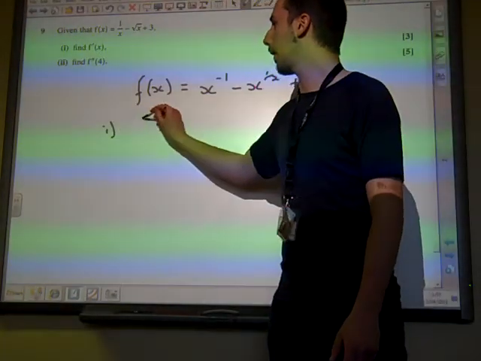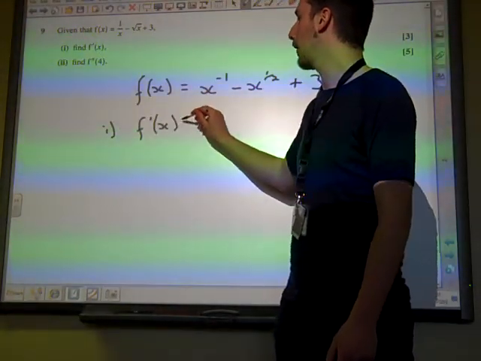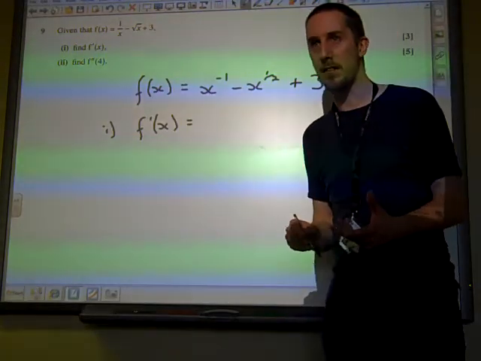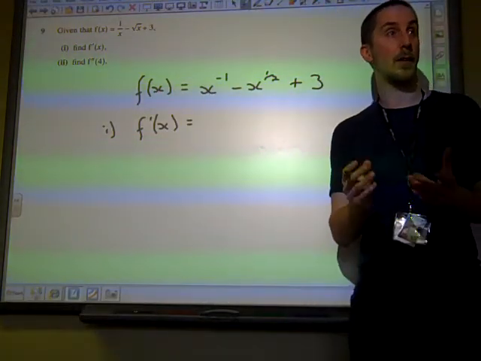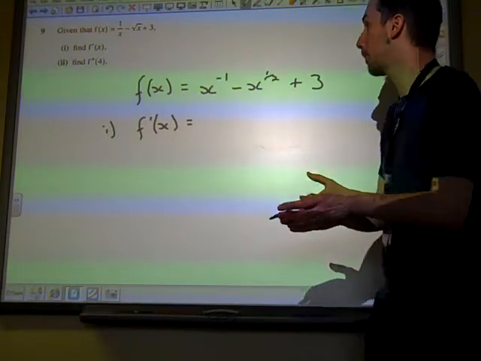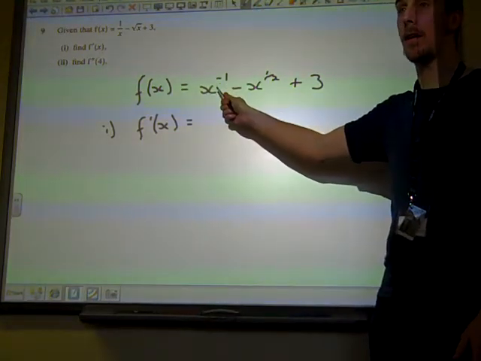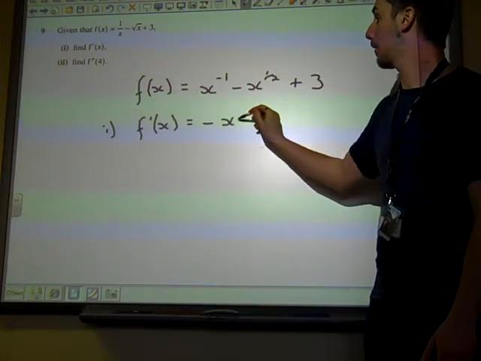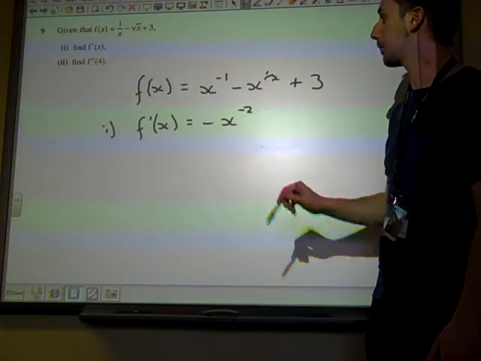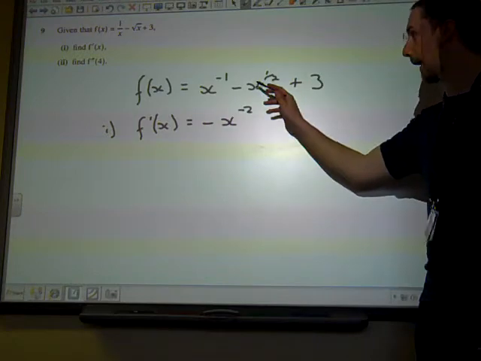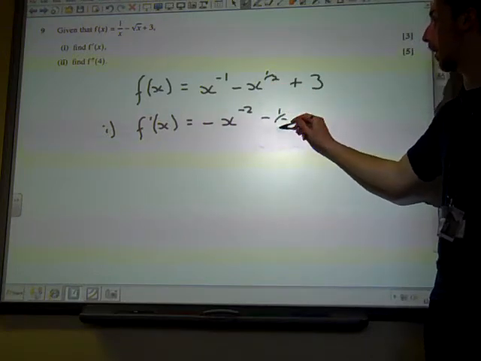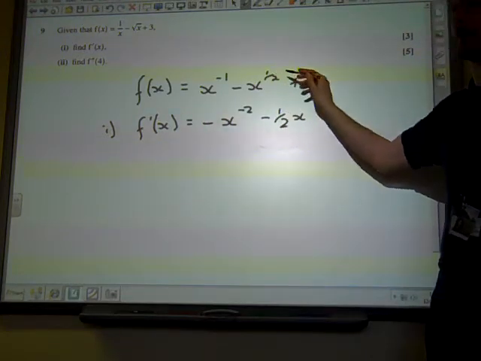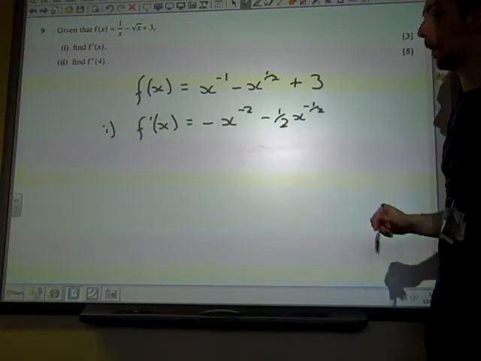Part 1, find f dashed x. That's another bit of notation. That basically means find dy by dx, find the first derivative of it. So we're differentiating here. Times by the power. Take 1 away from the power. And again, times by the power, so minus a half x, take 1 away from the power, so minus a half.